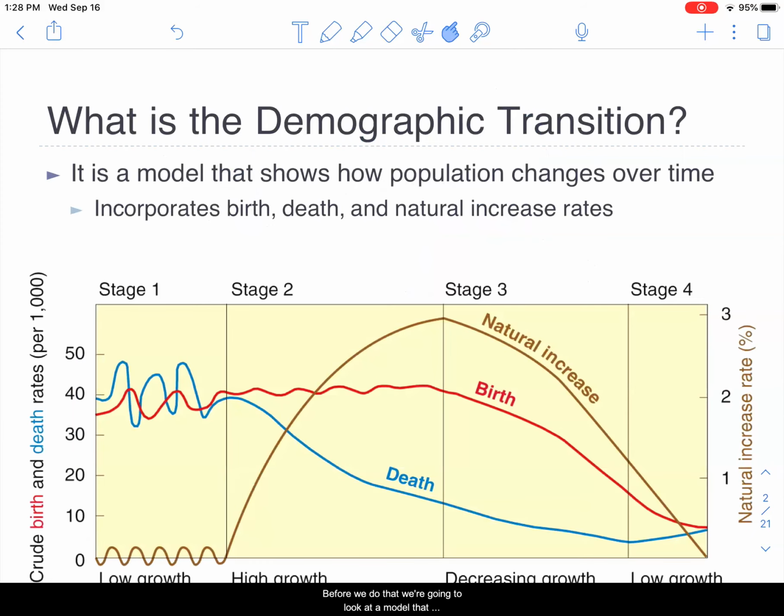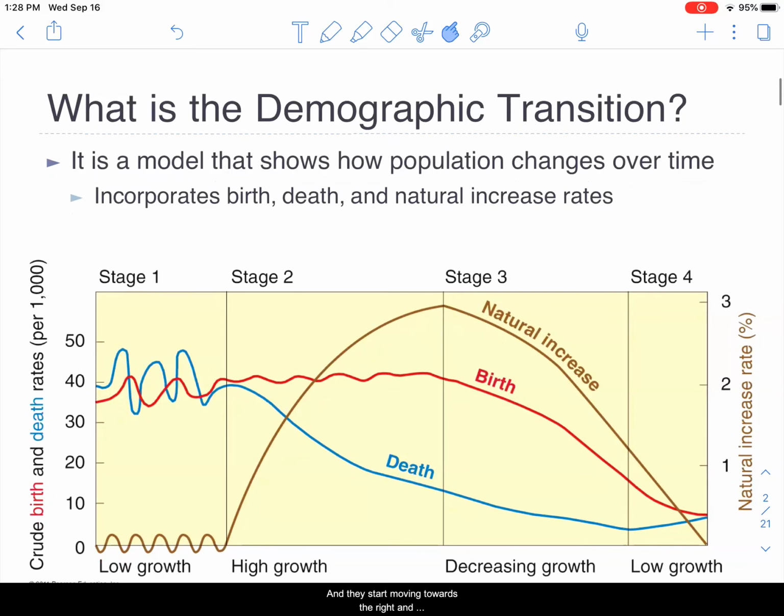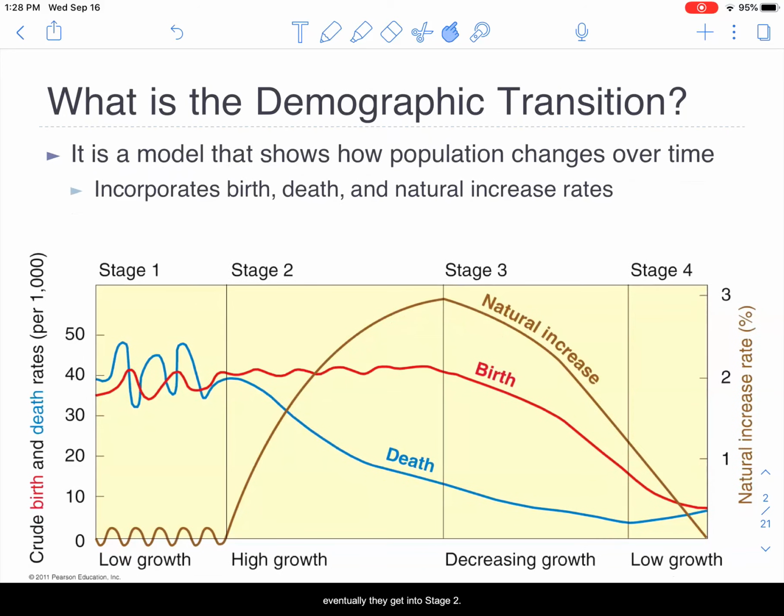Before we do that, we're going to look at a model that demonstrates the pattern of population growth in countries throughout their history. Countries typically start in stage 1, and they start moving towards the right. Eventually, they get into stage 2. Then over time, they get into stage 3, and then they end in stage 4, and we'll talk about that progression as we work our way through the notes.